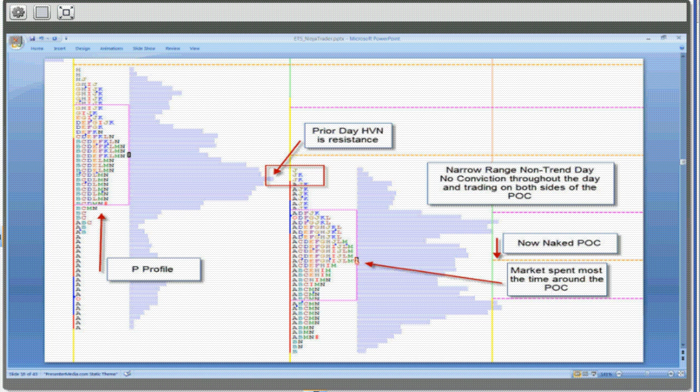Thinkorswim, their TPO indicator isn't that good for me. Let's see. Dotted lines are going to be naked points of control. I won't get caught up in that one too. But keep the questions coming. Thank you, I really appreciate that.